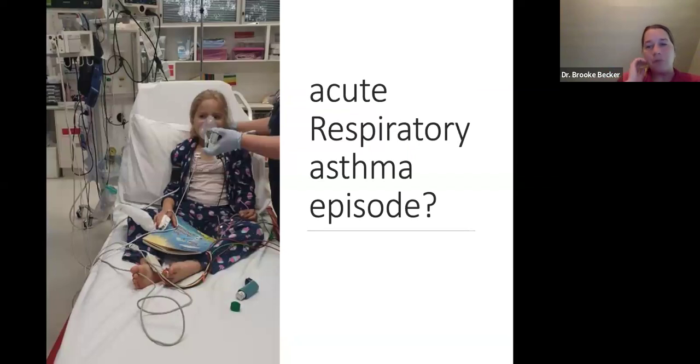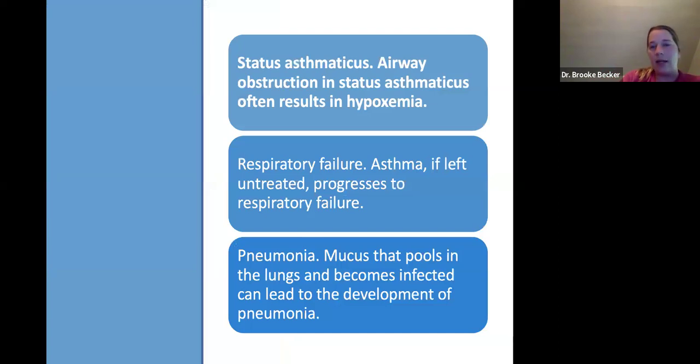So asthma exacerbation, what does that usually look like management wise? So status asthmaticus means that there is an asthma exacerbation that's causing hypoxemia. So they're getting hypoxic from their asthma. Then eventually it can progress to respiratory failure. And then pneumonia can also be a factor for some of these kiddos with asthma.